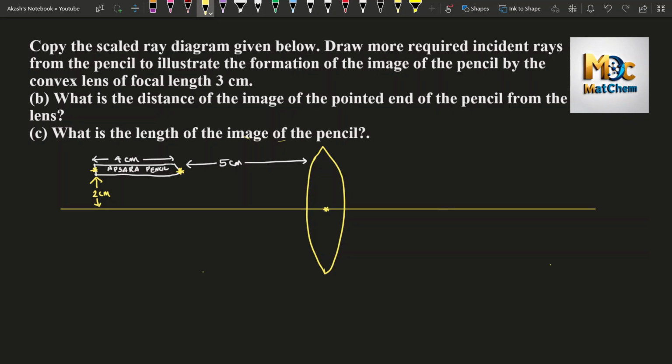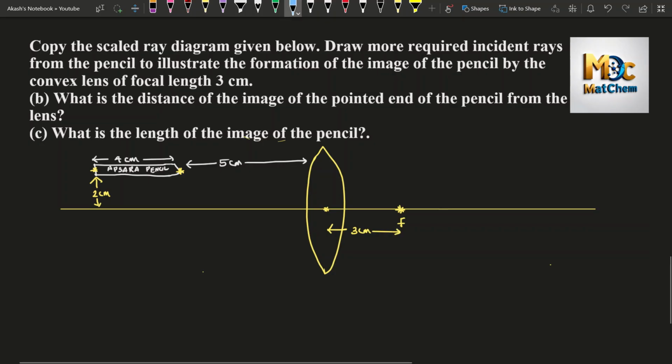If you consider the tip of the pencil and want to create its image, we need two reflected rays, or rather two refracted rays, for the image formation. Now we are using a lens, so we need to get two refracted rays. We have this particular lens, and the focal length is given as 3 centimeters. So assume that here we have the focus. This is going to be the focal length.